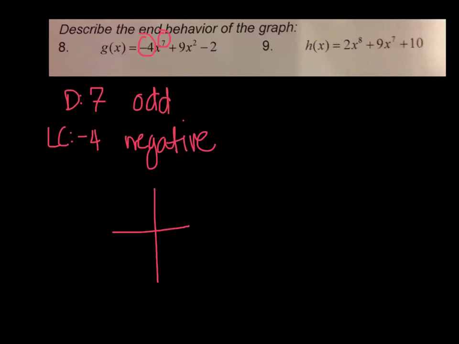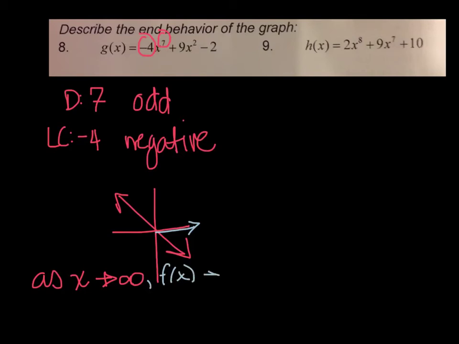So we're thinking about a line. A negative line goes like this. A line is an odd. So I have to write the two sentences. As x approaches infinity, so as x goes this way, f of x approaches negative infinity. As x approaches negative infinity, which is this way, my function is going to infinity.